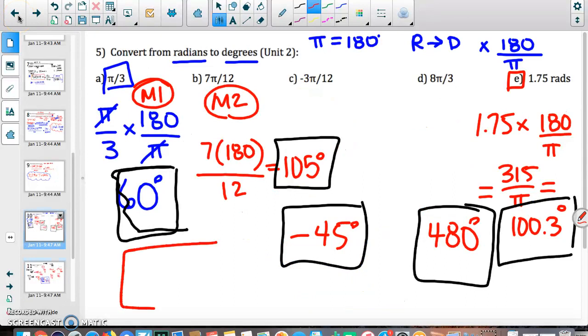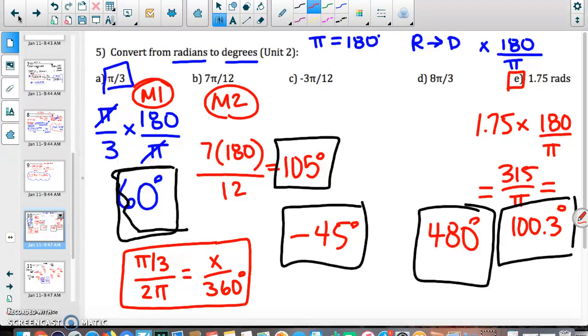Same thing over here, setting up your proportion for part A. It does get a little trickier because I kind of have fractions on top of fractions. But if you are a proportion person, that will also work. So again, just cross multiply this times this, and then you divide by 2 pi, and that will also give you the correct answer.